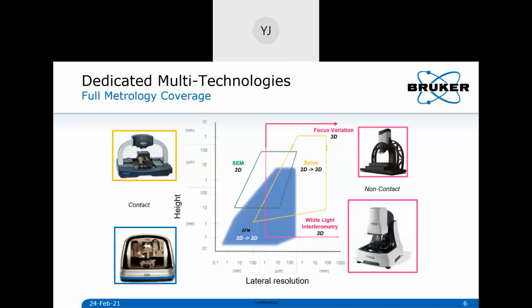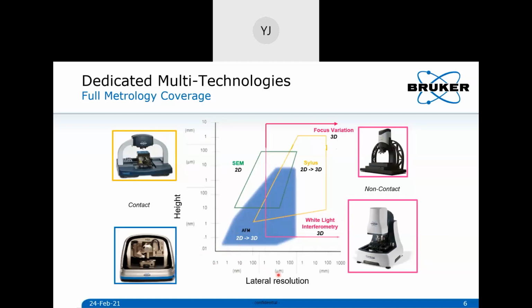We have the AFM, the stylus profilers, and the optical profilers. On the x-axis you have the lateral resolution, and on the y-axis you have the height measurements. So this is the Z and this is the XY. If you want very high lateral resolution and very high Z resolution, meaning you're detecting very, very small particles or structures, then you are looking at the AFM, right?